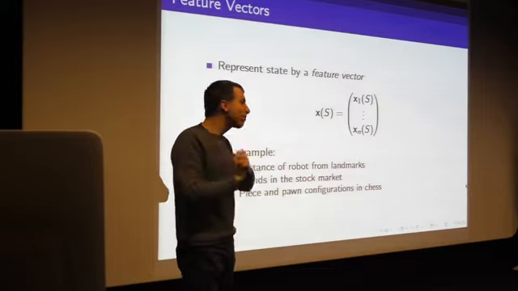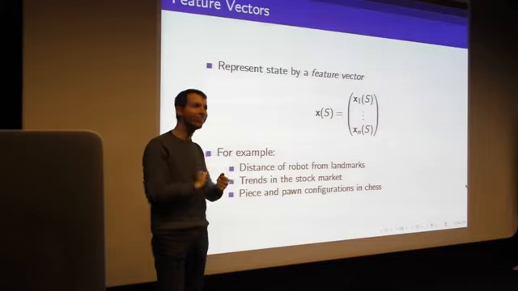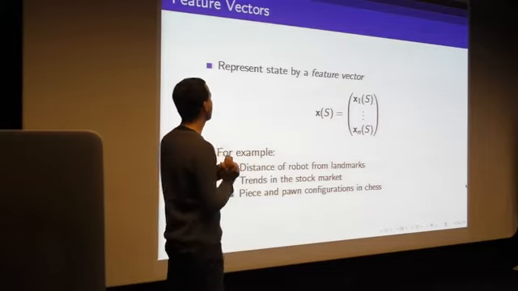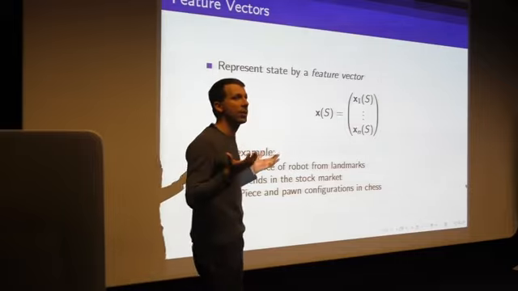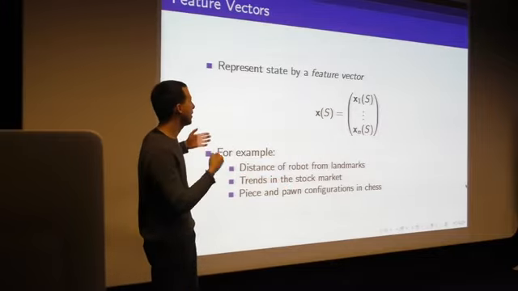So this is probably the commonest case that you see. If you sample a random paper from the reinforcement learning literature, you would see an awful lot of linear function approximation using features. So what do we mean by features? Well, let's define a feature vector.